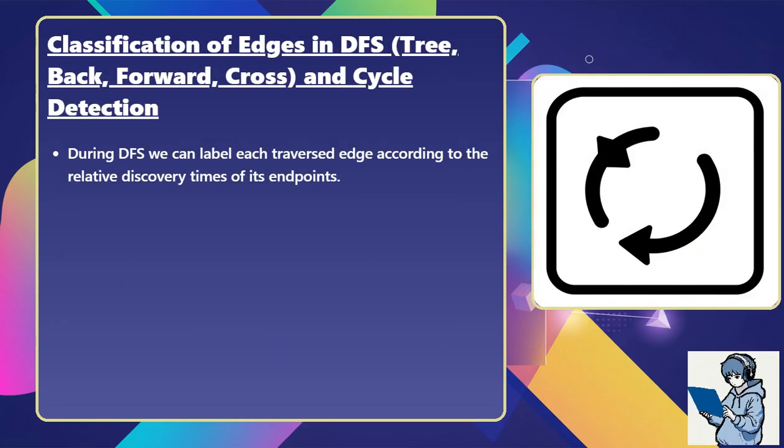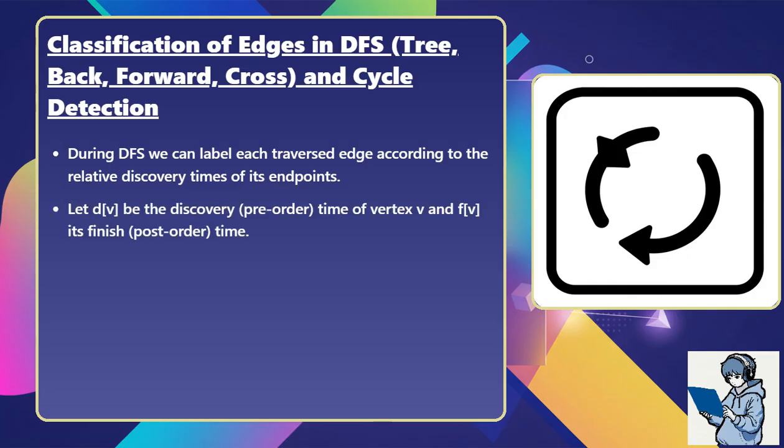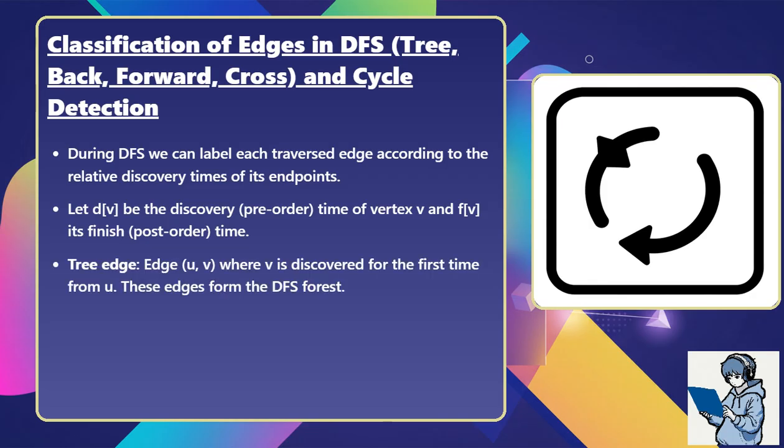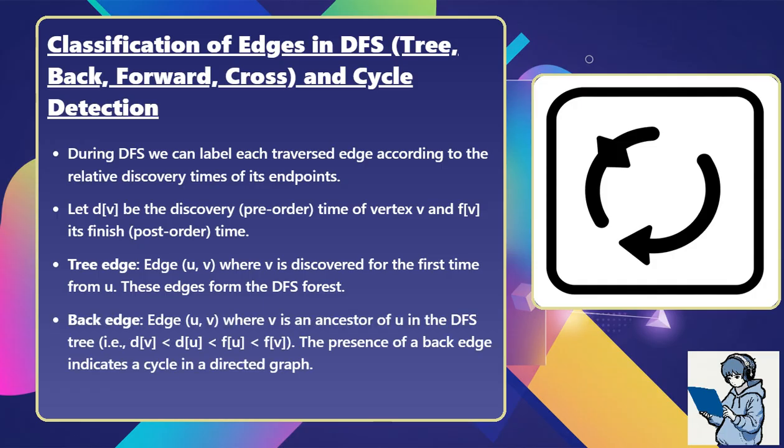During depth-first search, we can label each traversed edge according to the relative discovery times of its endpoints. Let D of V be the discovery pre-order time of vertex V and F of V its finish post-order time. Tree edge, edge U to V where V is discovered for the first time from U, these edges form the depth-first search forest.